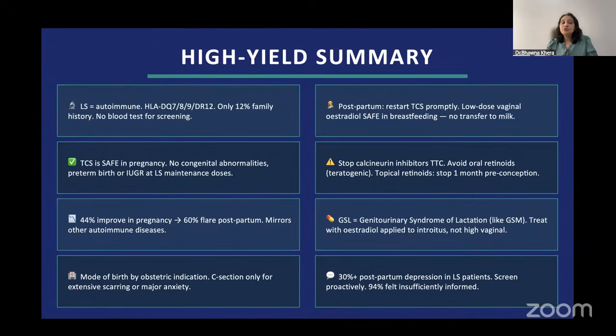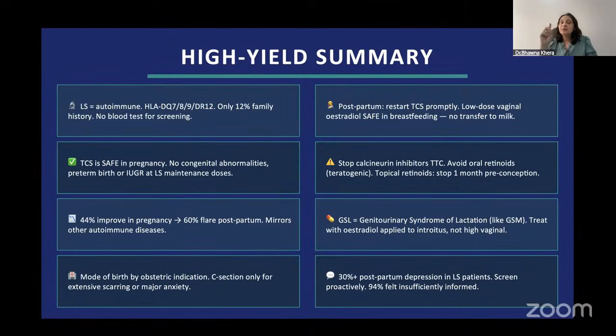Mode of birth is usually vaginal delivery. We take care about the extensive scarring and the major anxiety. In the postpartum period, you can continue the steroids along with vaginal estradiol, and it is safe in breastfeeding. No need of calcineurin inhibitors or oral corticosteroids. And if the patient is on topical corticosteroids, stop at least 1 month before in the preconception. Genitourinary syndrome of lactation, treat with the estradiol.